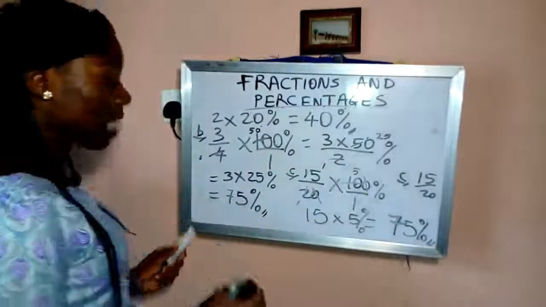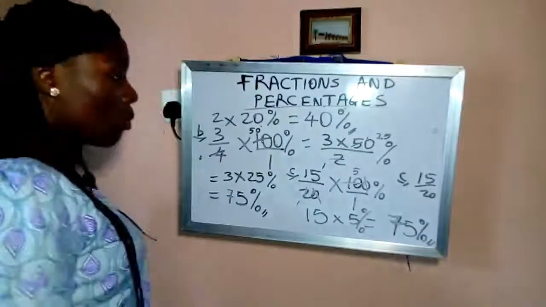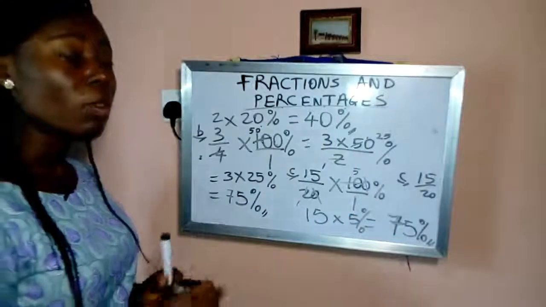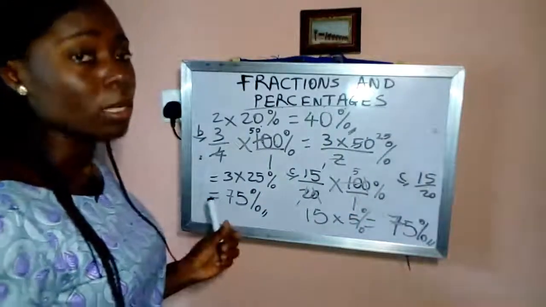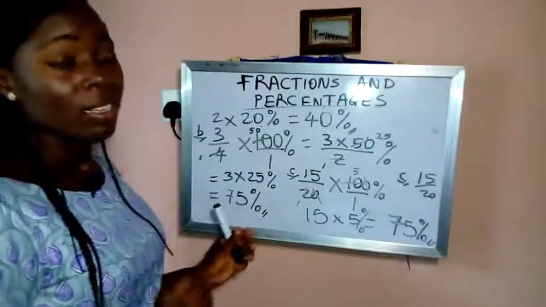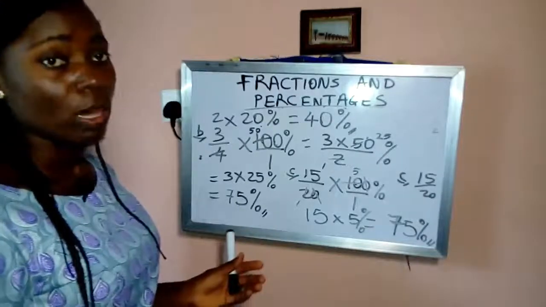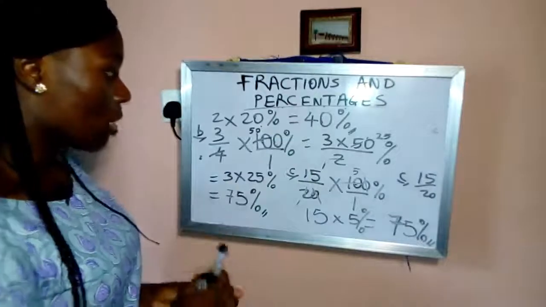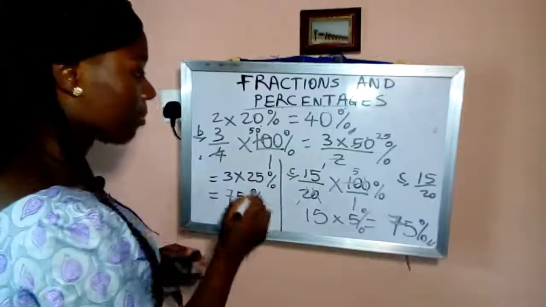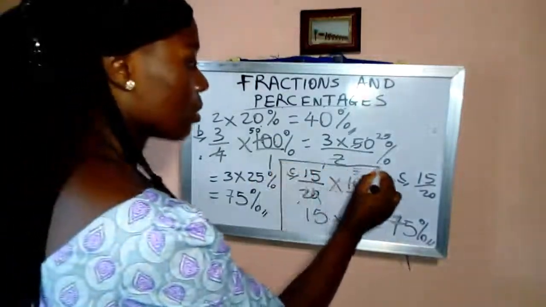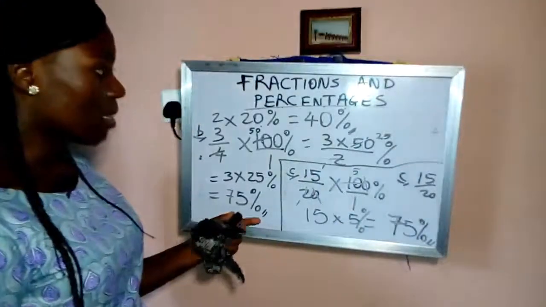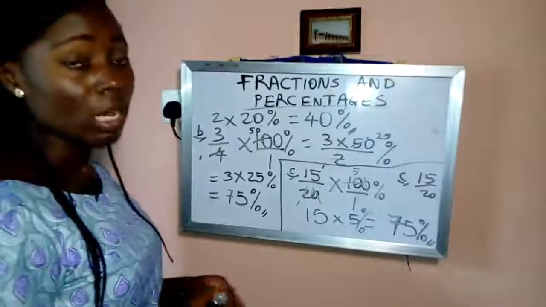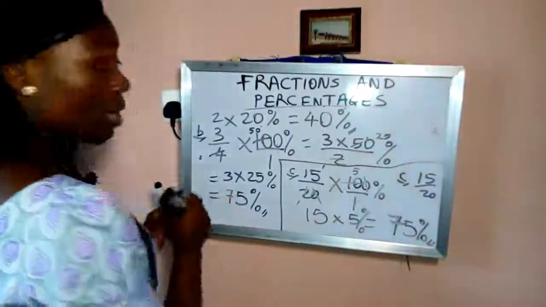Alright, so you can now see how simple it is to convert from a normal fraction to a percentage. How do you do it? You simply multiply by 100%, reduce it to the lowest term, and you've gotten your answer. For the first one, our answer was 40%. The second one, we got our answer as 75%. For the last one, we got our answer as what? 75%. We can also check others. Let's see more examples.